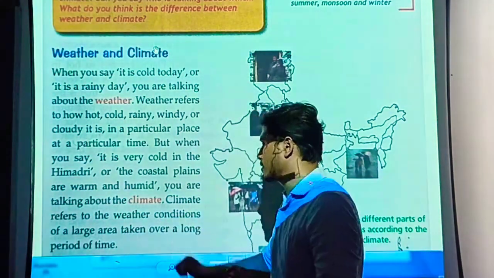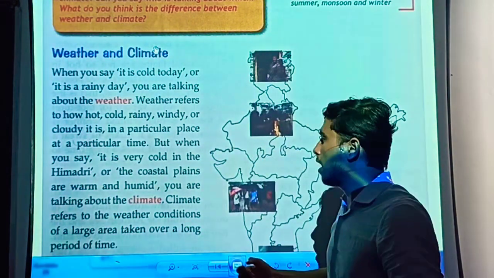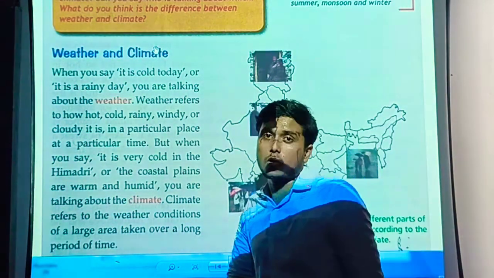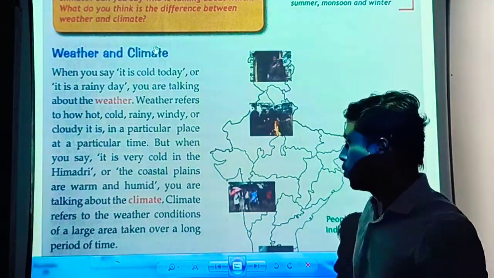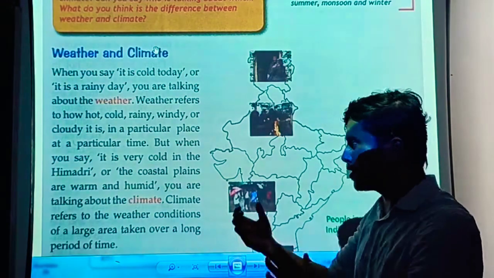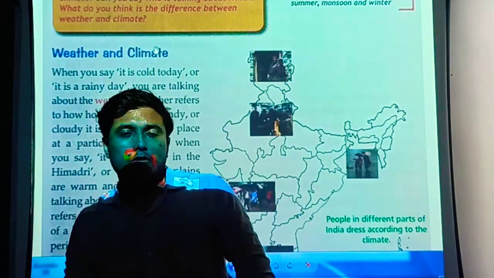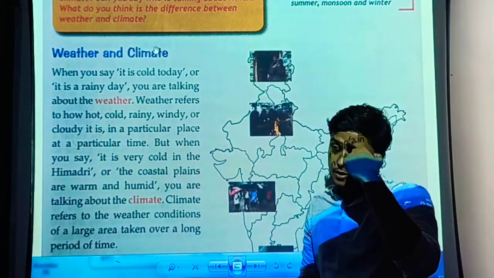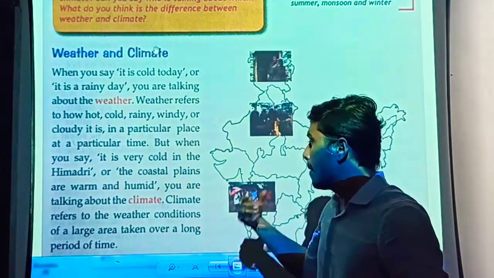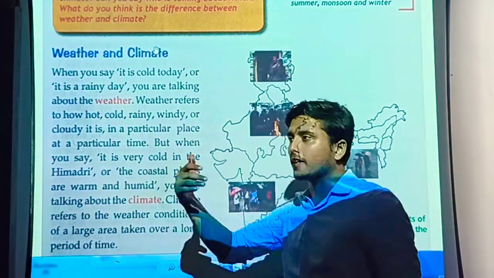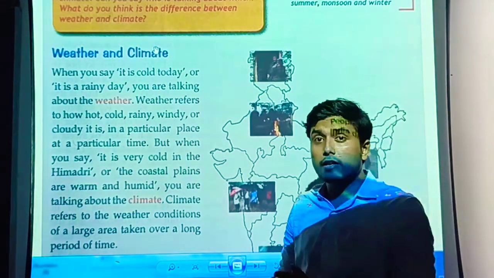We are talking about the climate. Climate refers to the weather conditions of a large area taken over a long period of time. So now what is climate? Climate is the weather conditions of a large area taken over a long period of time. Means there is a huge duration, a long period of time. So that's why weather tells you about the condition of a day, and climate tells you about so many days, taken over a long period of time. This is the difference between weather and climate.